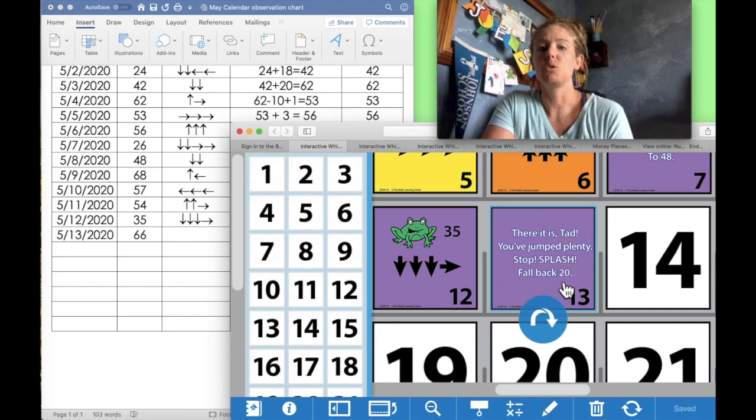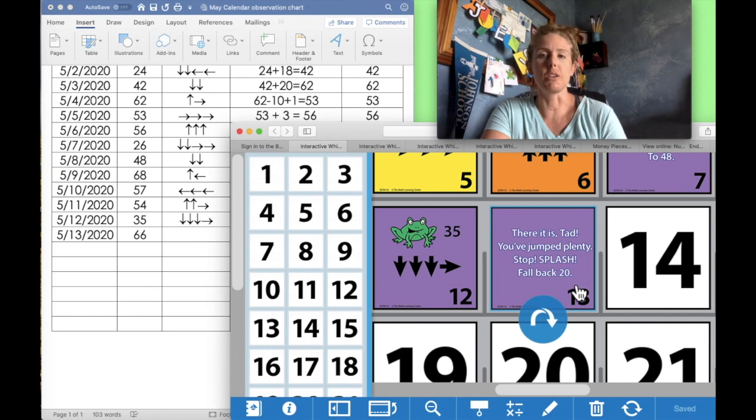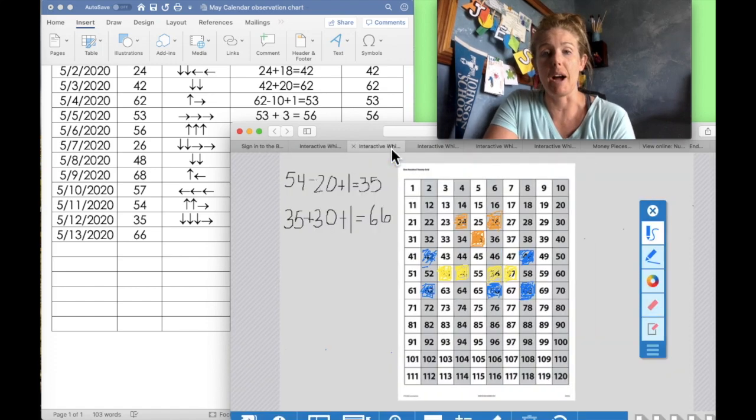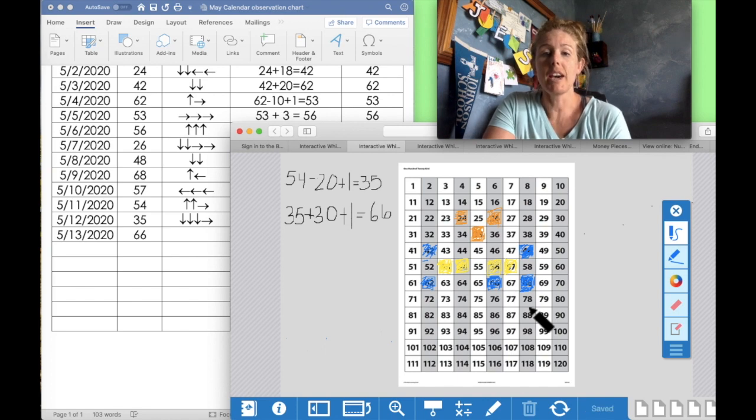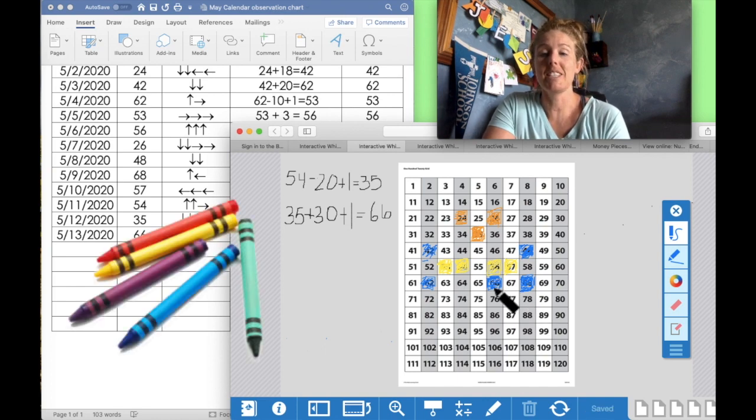Fall back 20. So if he has to fall back 20 spaces, let's look at where he would end up. And just remember, I do not have the color purple, so I will be doing it in blue, but you can definitely get your purple out. So Tad ended on 66 last time, and he needs to fall back 20.